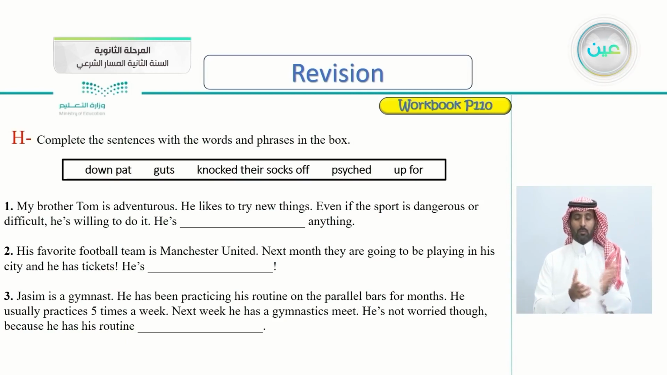So let's read number 1 together and try to guess what's the correct answer here. My brother Tom is adventurous. He likes to try new things, even if the sport is dangerous or difficult. He is willing to do it. He likes to do extreme sports, dangerous sports. He is able to do anything. So he can do anything.